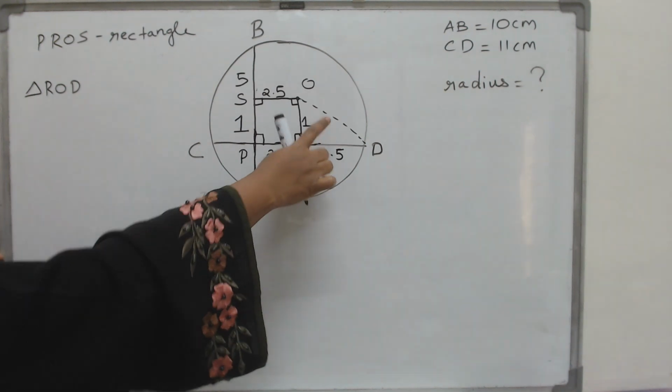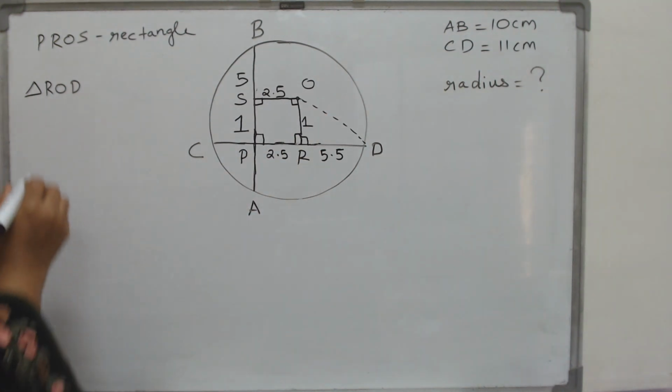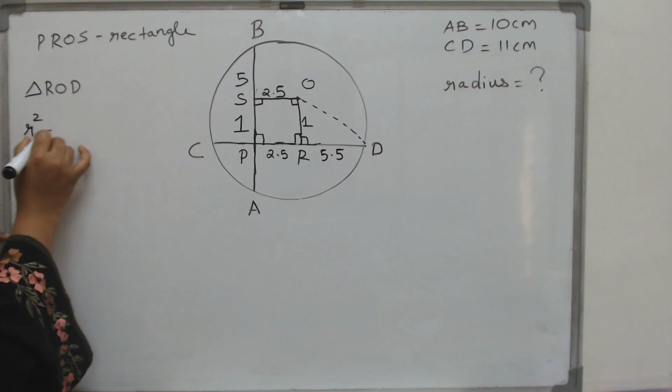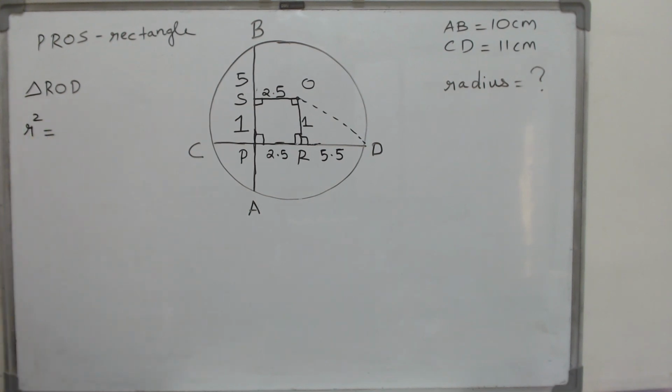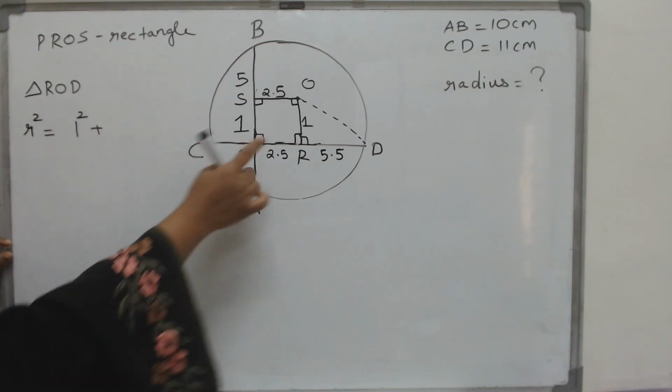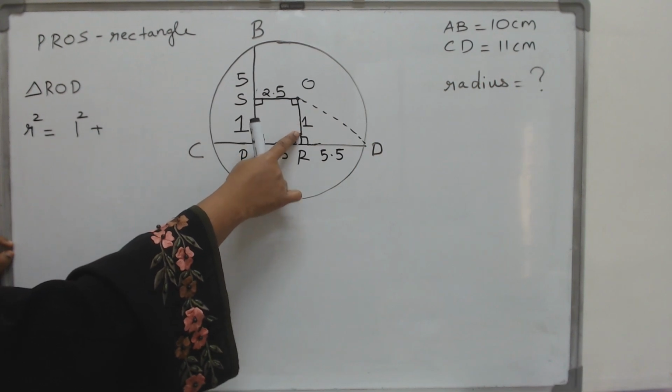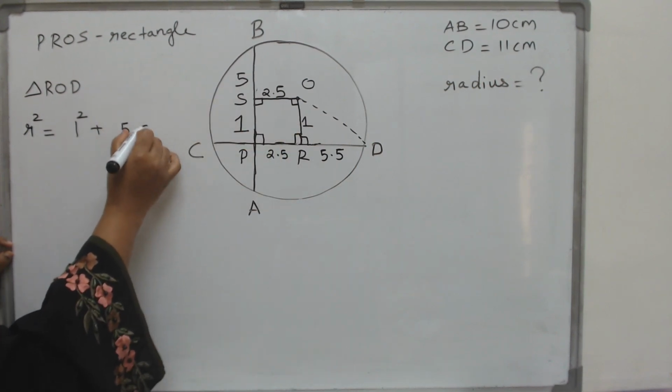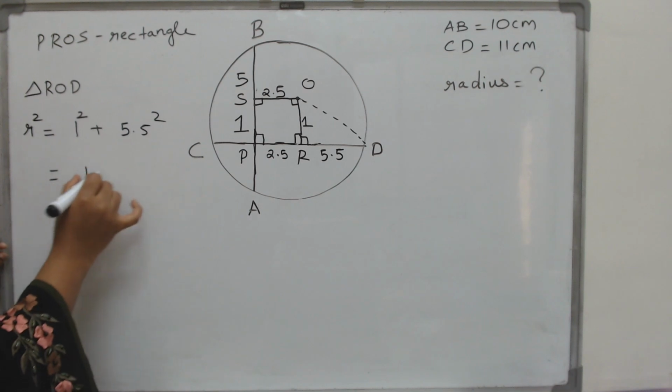What is missing is our radius, or in other words, the hypotenuse. And how do we find it? Applying the Pythagoras theorem. The square of the hypotenuse is equal to the sum of the squares of the two legs. One leg is 1 centimeter, another one is 5.5 centimeters.